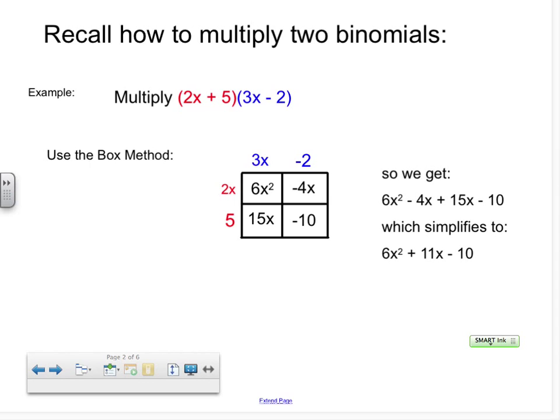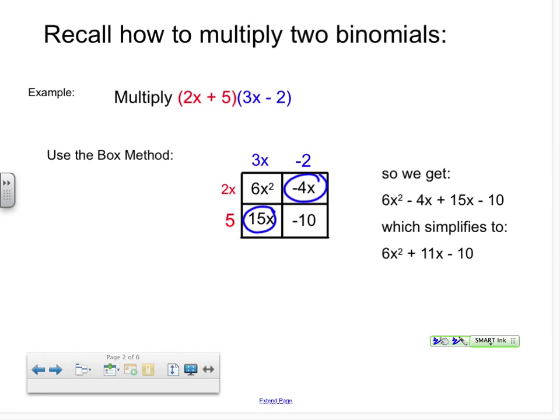Negative 2 times 2x is negative 4x. 3x times 5 is 15x, and negative 2 times 5 is negative 10. Simplify to 6x squared plus 11x minus 10 when we combine our like terms.